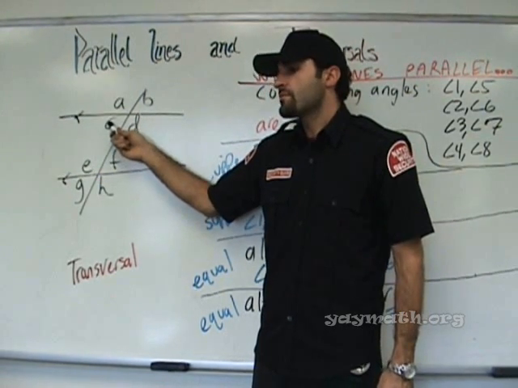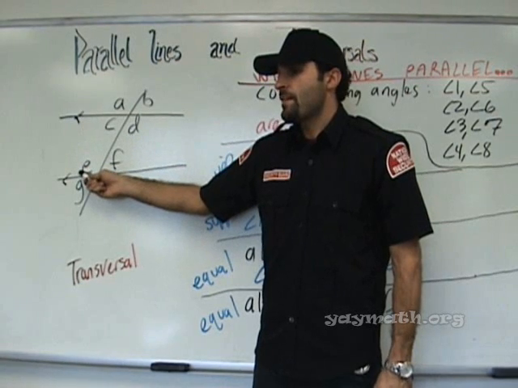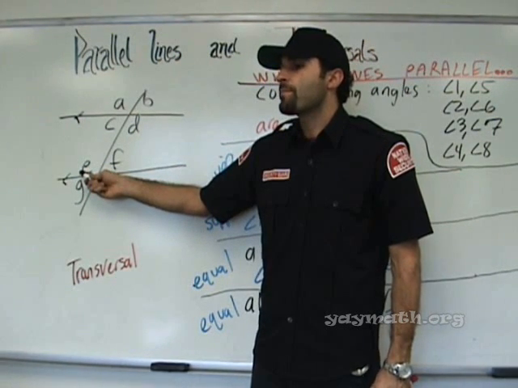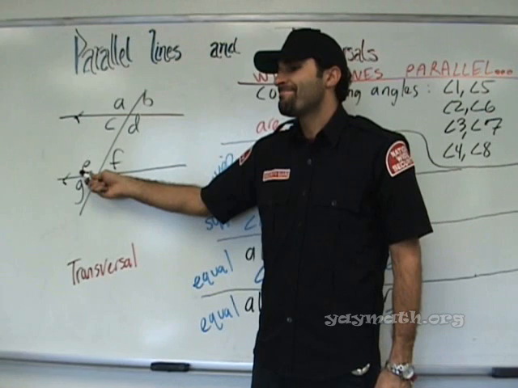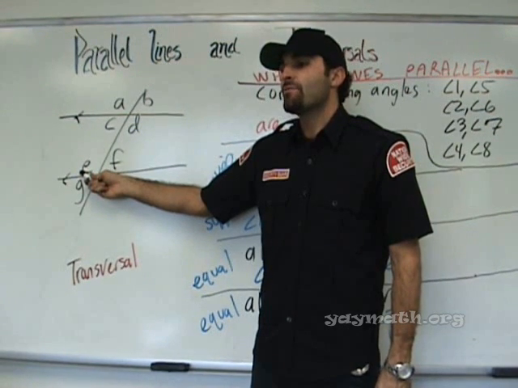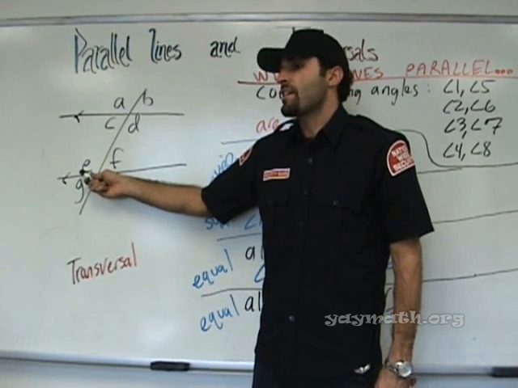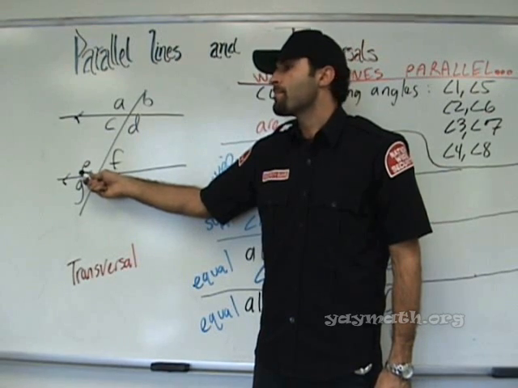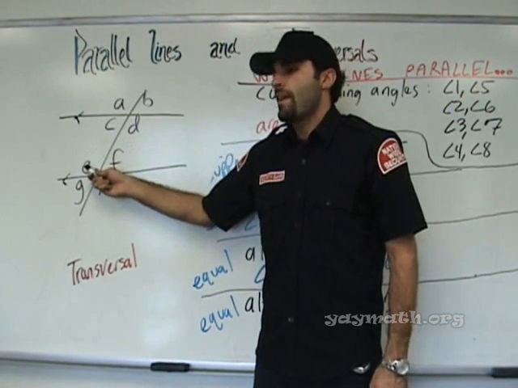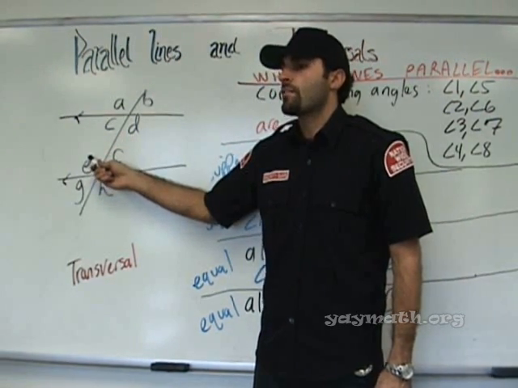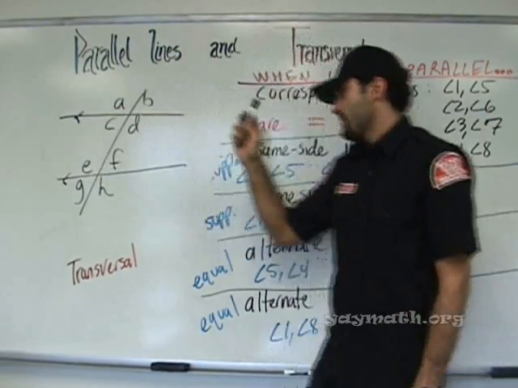So if this is acute and this is obtuse, can they be the same? They're not equal. So they must be what? If they're not equal, then they're supplementary. So can you say the full sentence? Same side interior angles are not equal, so they're supplementary.